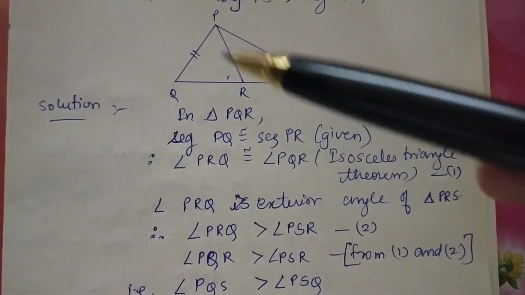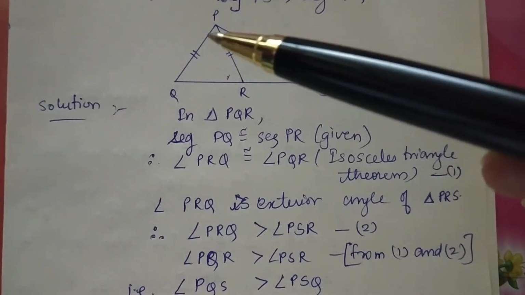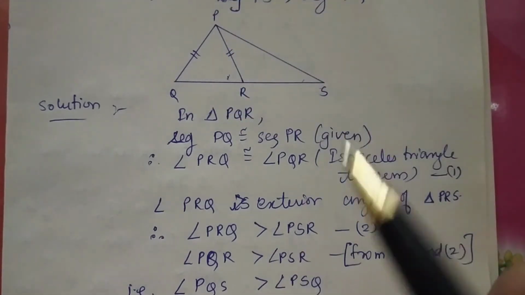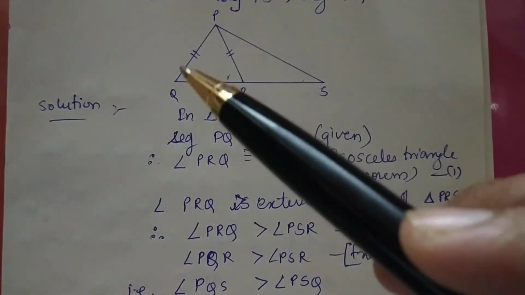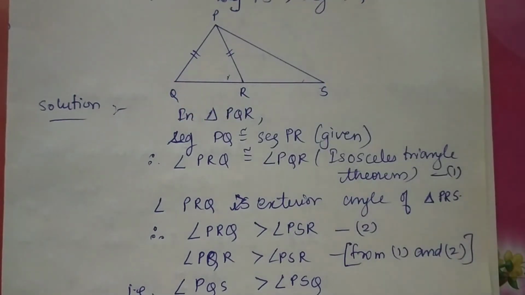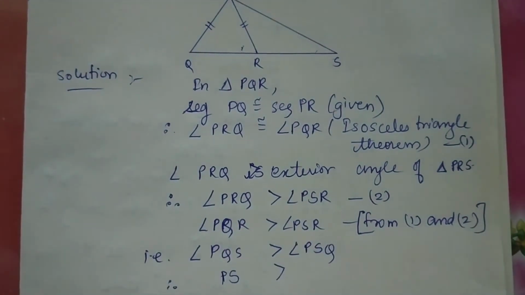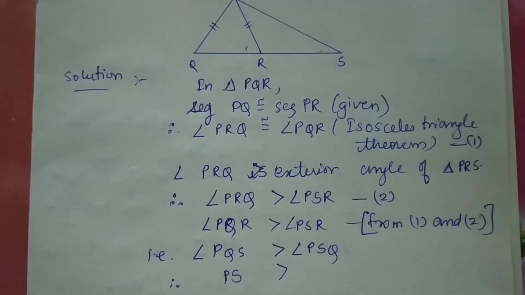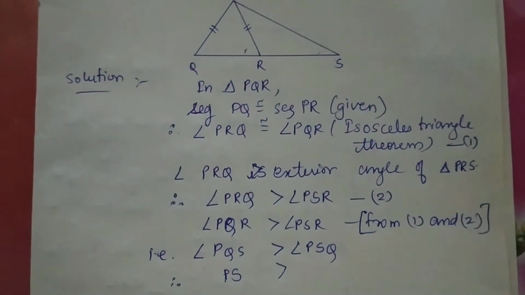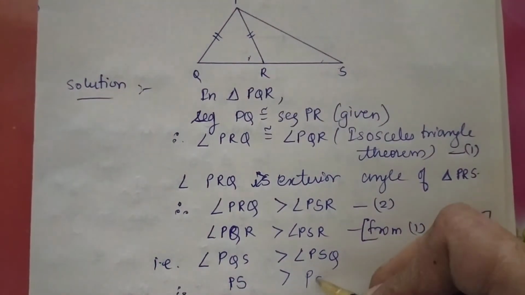Now for PSQ, the side opposite to PSQ is PQ. So I have proved that PS is greater than PQ. See, for PQS, the side opposite to this angle PQS is PS. So let me write down PS is greater than PQ, now for PSQ. The side opposite to PSQ is PQ. So here for PSQ I write down PQ.